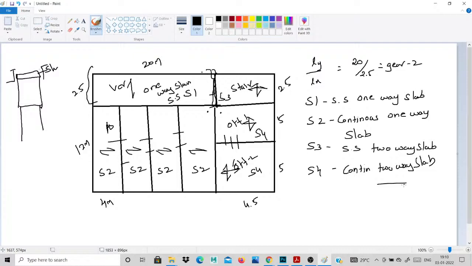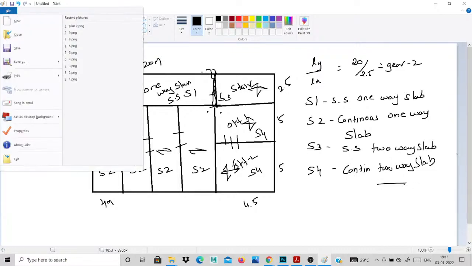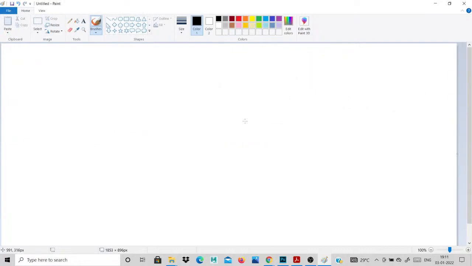Step 2. The first step was to identify your slab. The next step is the effective depth. Effective depth is D. How to identify effective depth? The effective depth is based on your slab condition.